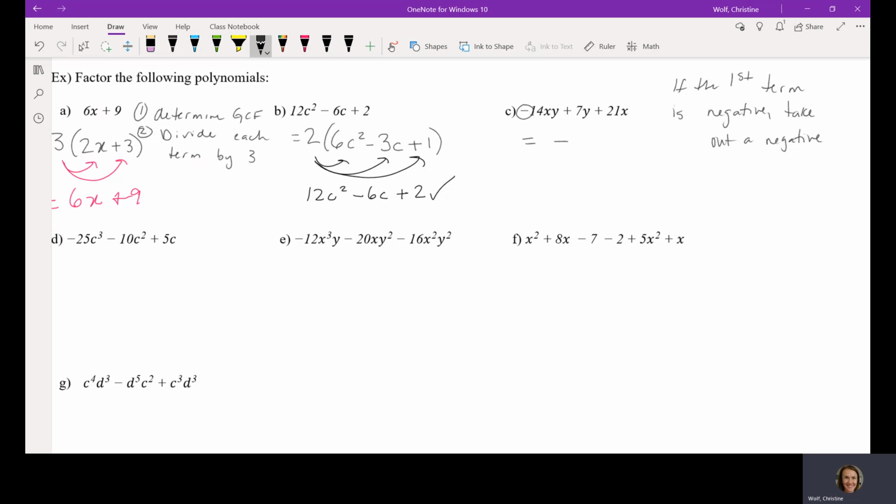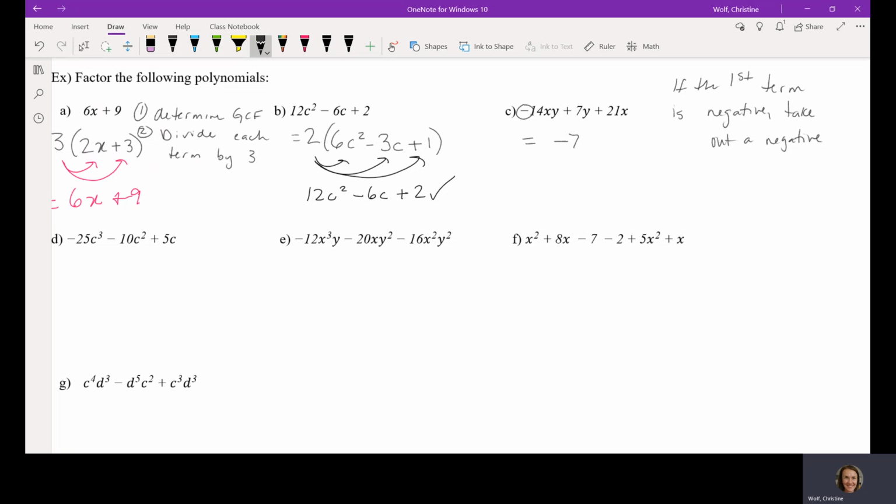Okay, so now my numbers are 14, 7, 21. What can I divide 14 by that I can also divide 7 by that I can also divide 21 by? And it's 7. Okay, now xy, y, and x. Is there anything that's common to all three? All three of those terms don't have an x, so I can't take it out.